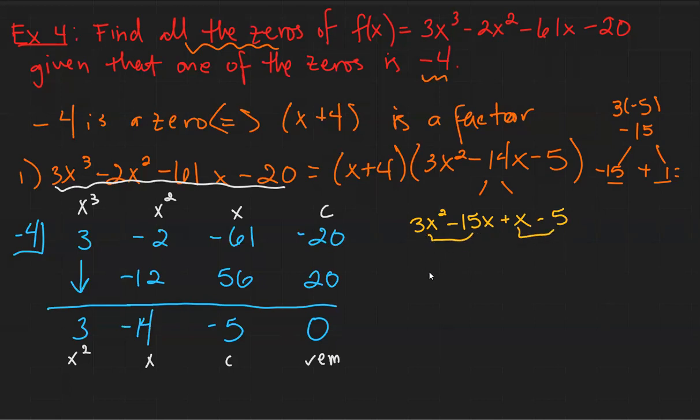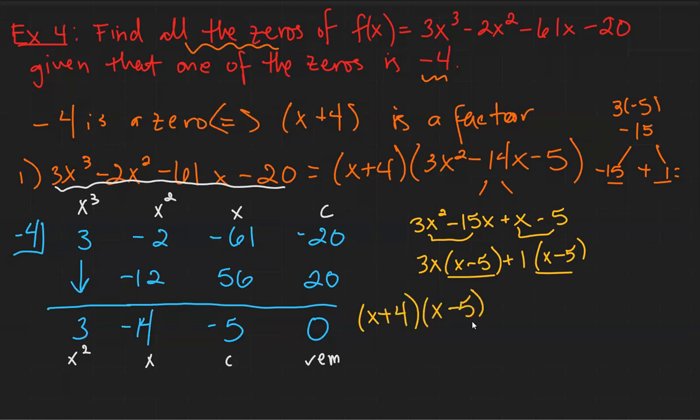What can I factor out of my first two terms? That's going to be a 3x. What am I left with? x minus 5. What can I factor out of these second two? Nothing, so just a 1. x minus 5. Okay, this is my common factor that I can factor out as a GCF. So I have x plus 4, x minus 5, because that's my GCF between these two terms that are left. And then what am I left with? 3x plus 1.